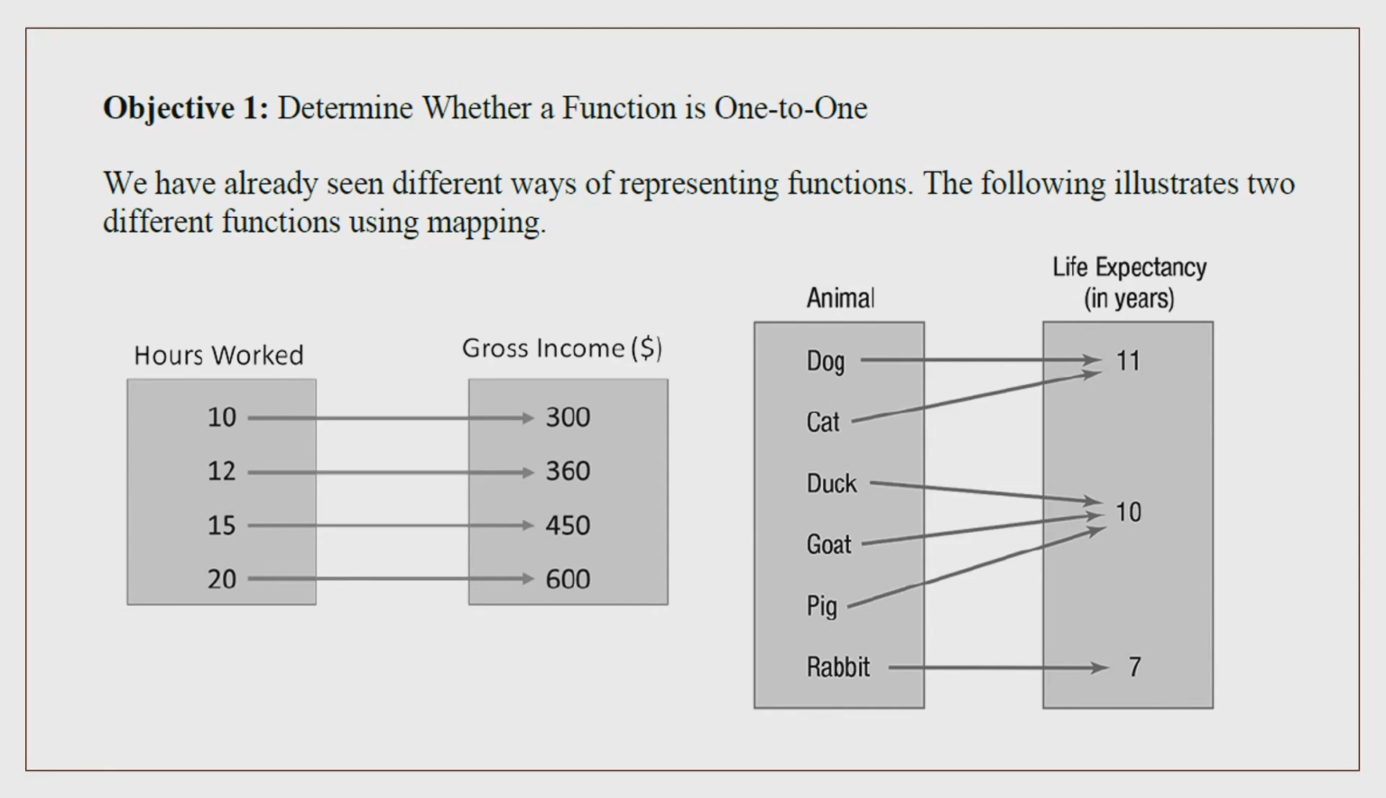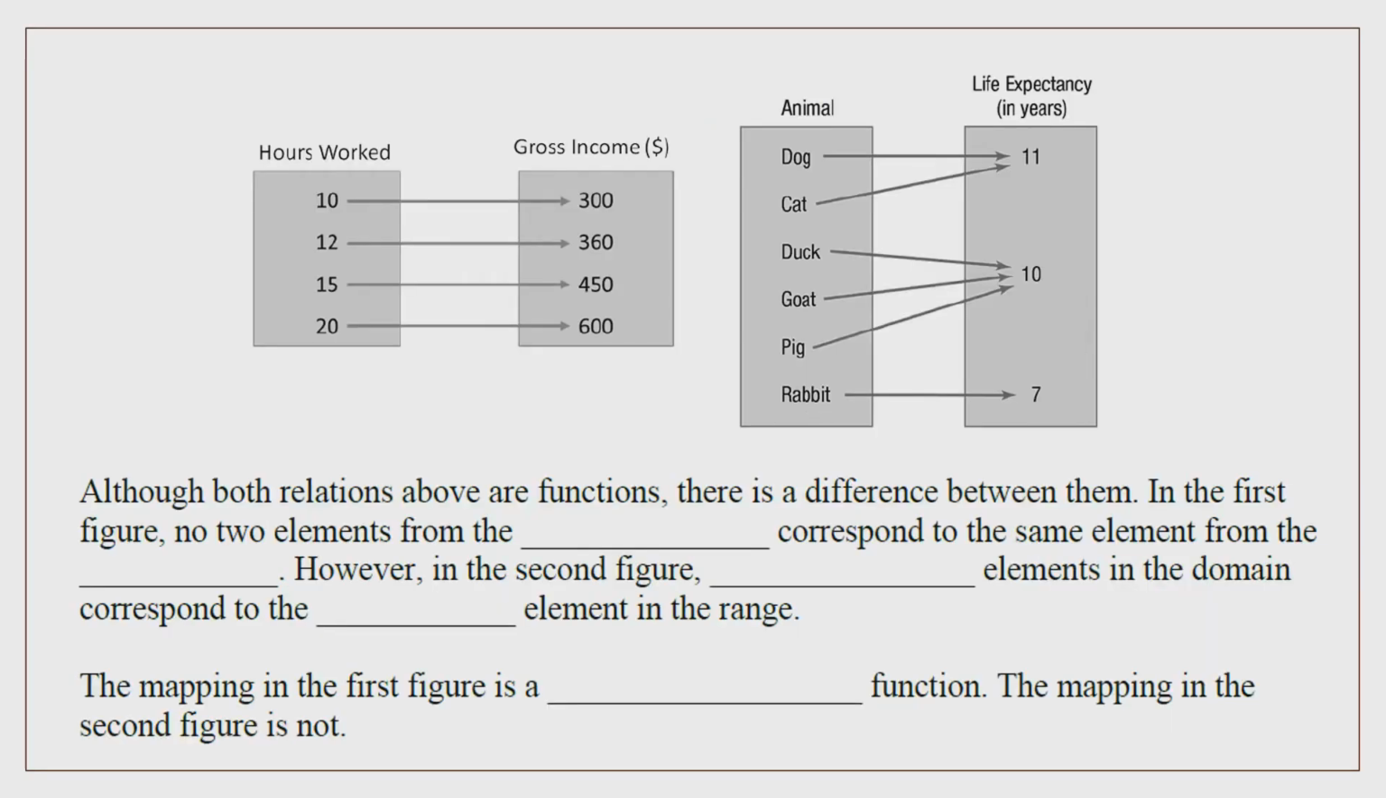We've already seen different ways of representing functions. The following illustrates two different functions using mapping. We have a grouping on the left and a grouping on the right, and the arrows signify the mapping, or where the value on the left matches to a value on the right. Although both relations above are functions, there is a difference between them.